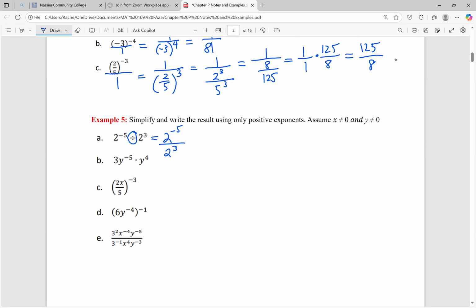So we're dividing like bases, right? So we keep the base and we subtract the exponent. So we're going to have negative 5 minus 3. Negative 5 minus 3 is going to be negative 8. So we have 2 to the negative 8.